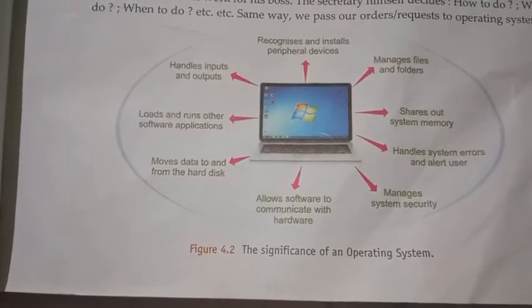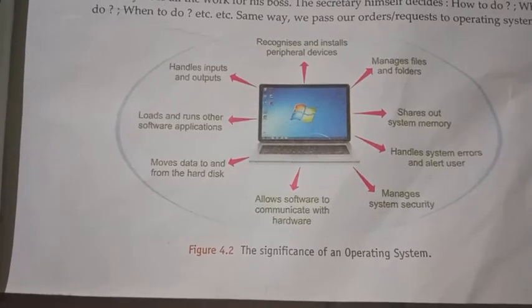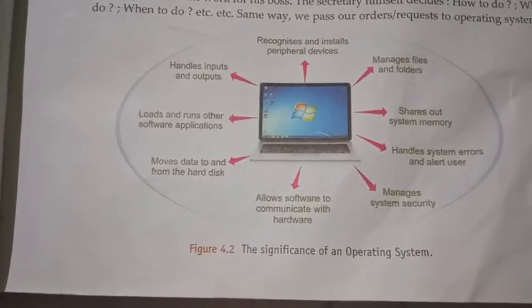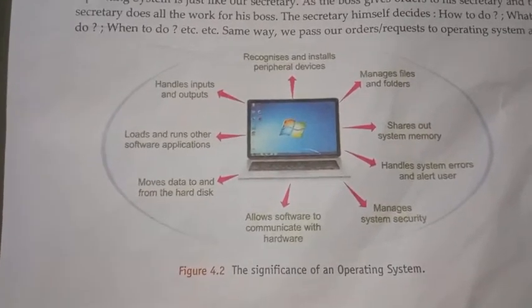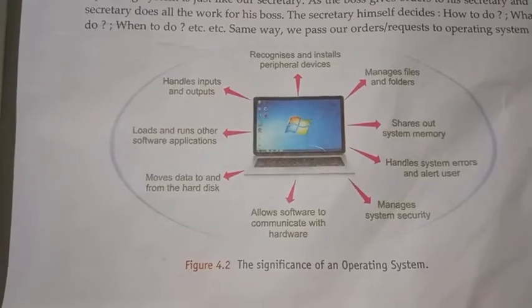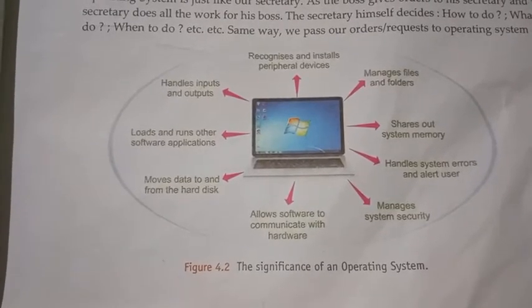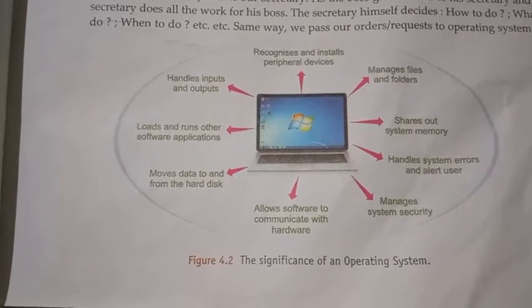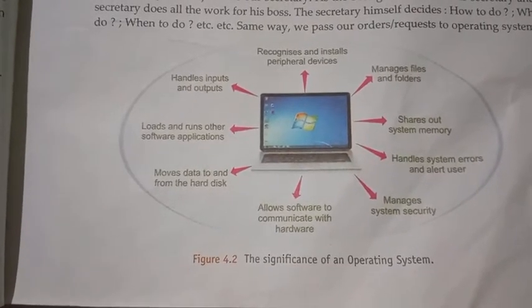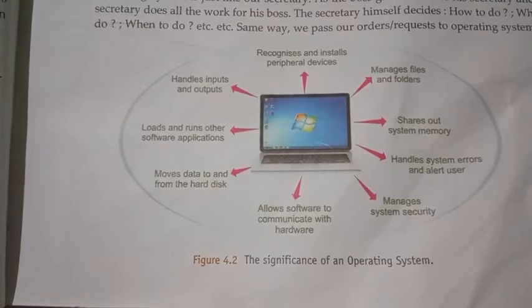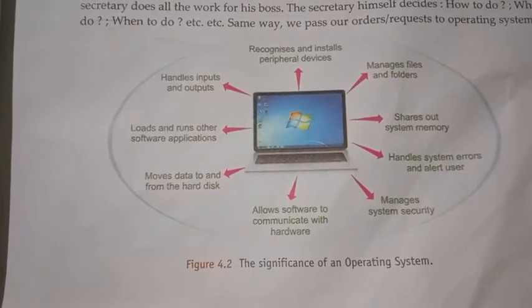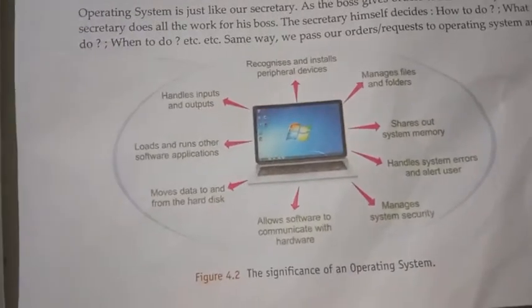It manages the security concept. Then it allows the software to communicate with the hardware. We already discussed that the operating system acts as an interface between the user and the hardware. It contains mainly two parts, kernel and shell. The shell part is an interface between the user and the operating system. So here, look at that.